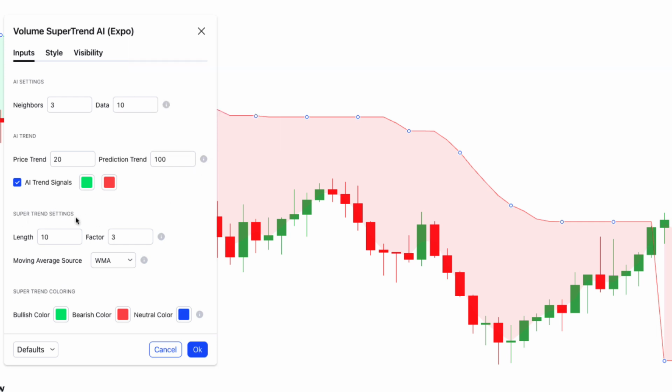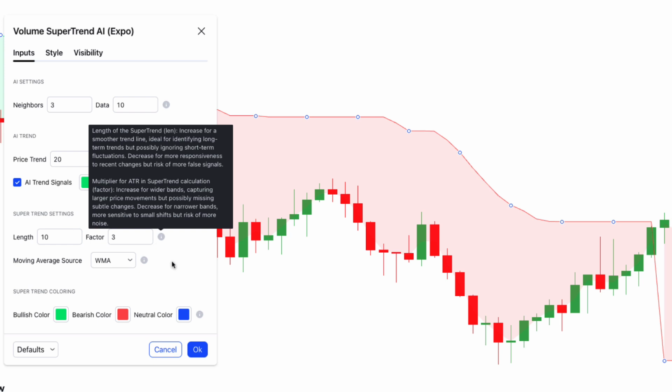Next, we delve into the supertrend settings. The length parameter specifies the number of past candles used in the supertrend calculations, affecting its responsiveness to price changes. The factor parameter alters the gap of the supertrend from the current price, serving as a multiplier for the ATR calculations. Changing this number can affect this indicator's responsiveness to price changes.